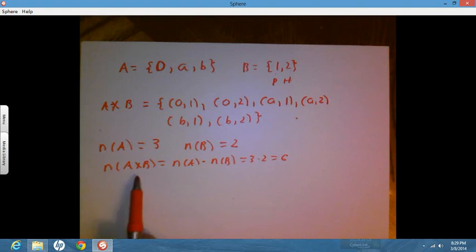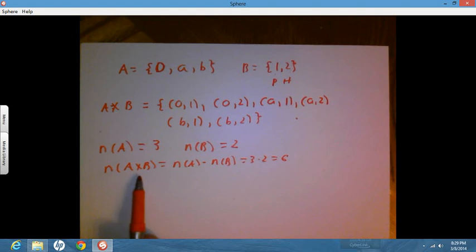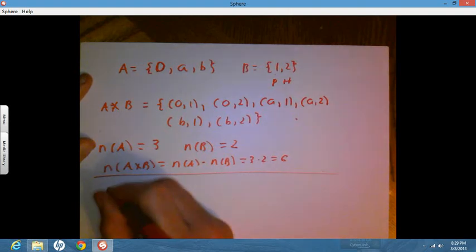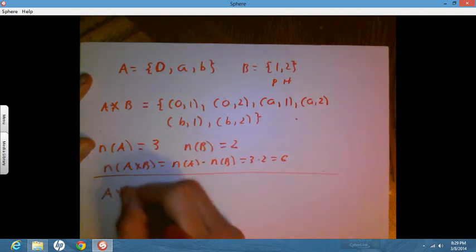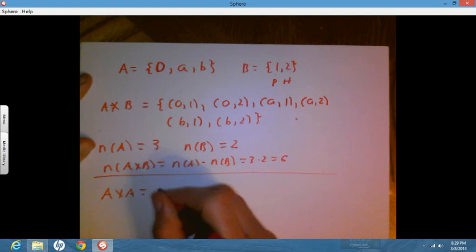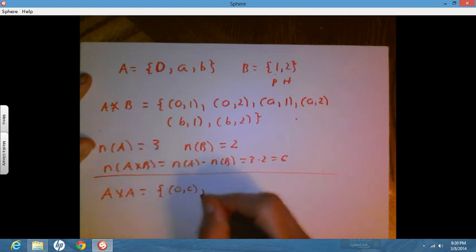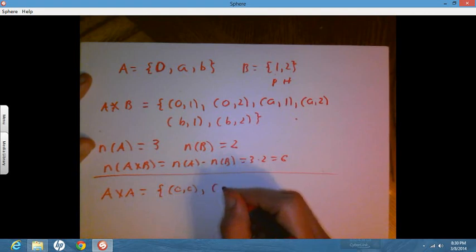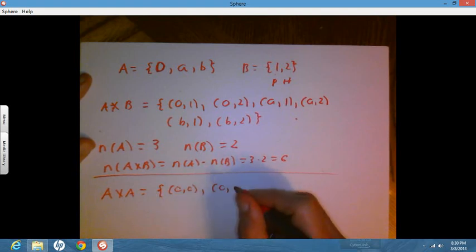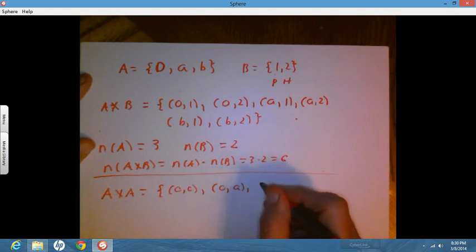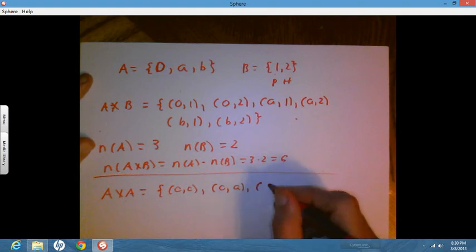And, well, let's look at another example. Let's look at A cross A. Well, A cross A means we get to pick 2 pieces of fruit. We can get 2 oranges. We can get an orange in the first position and an apple in the second part of the lunchbox. We've got 2 places in the lunchbox. We're organizing the lunchbox. We get an orange in the first spot and a banana in the second.